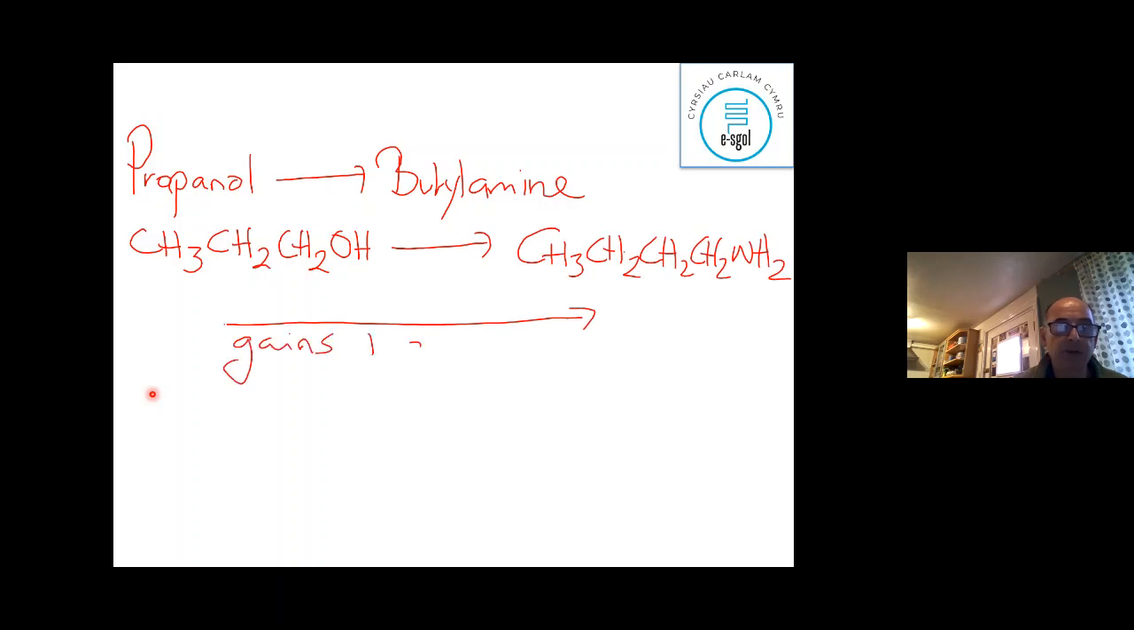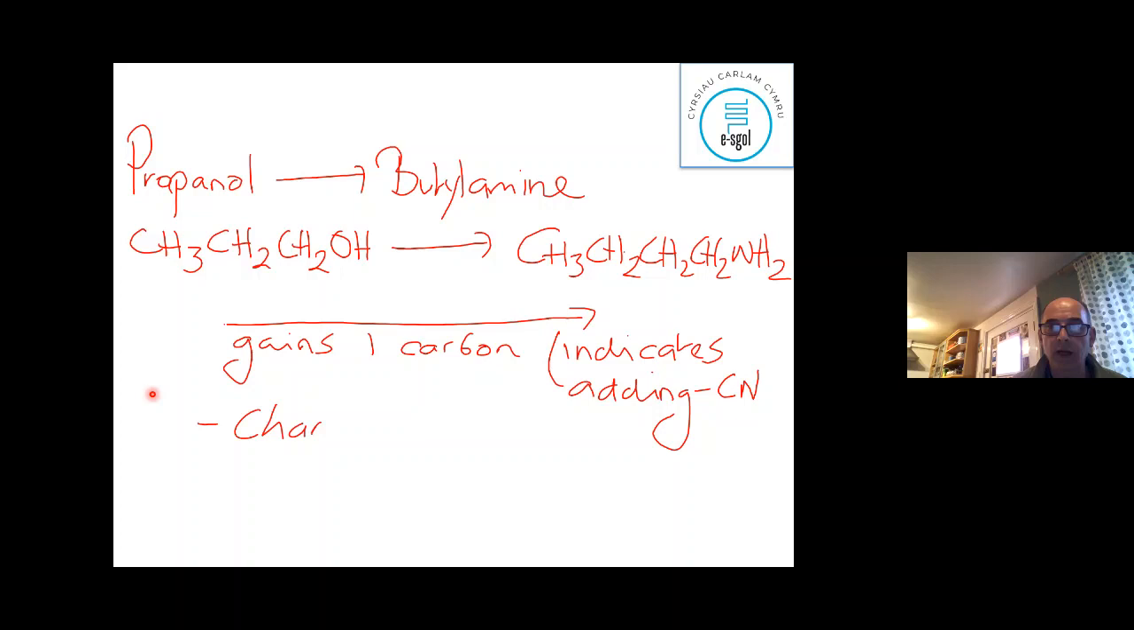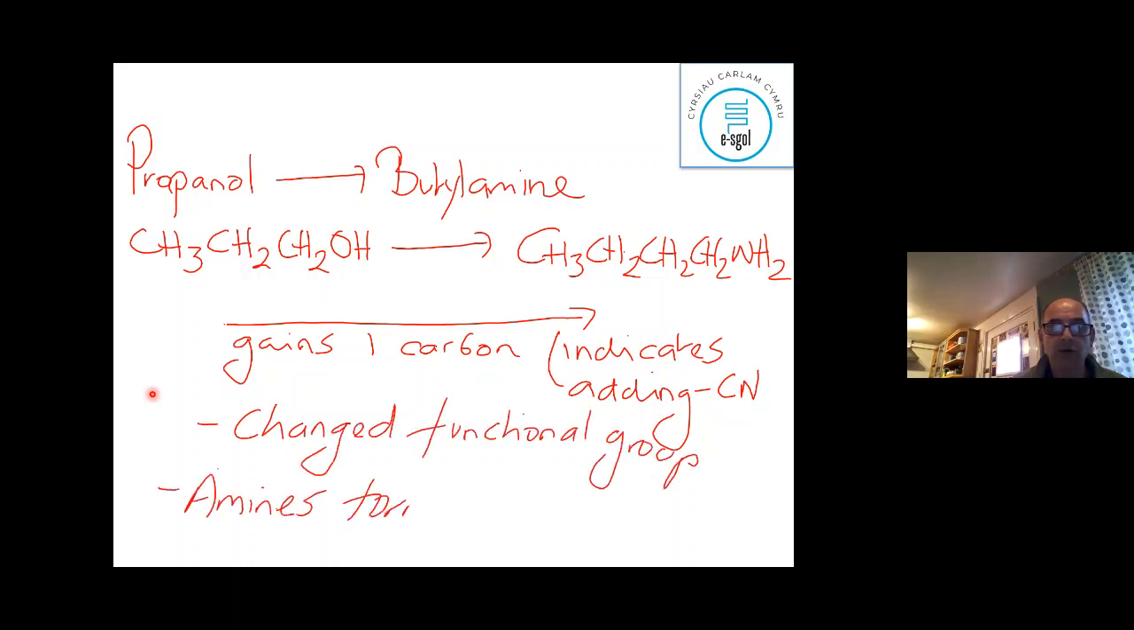And what we notice between the starting and finishing compounds, it gains 1 carbon, which indicates that you've added a nitrile group. Okay, it's changed the functional group as well, and also useful, amines are formed from nitriles. So what happens is we've got to form a nitrile in this process so that we can extend the carbon length.